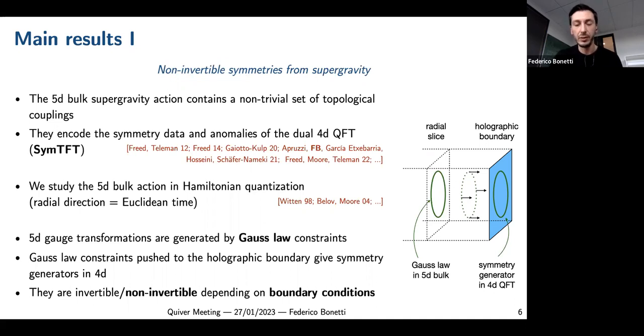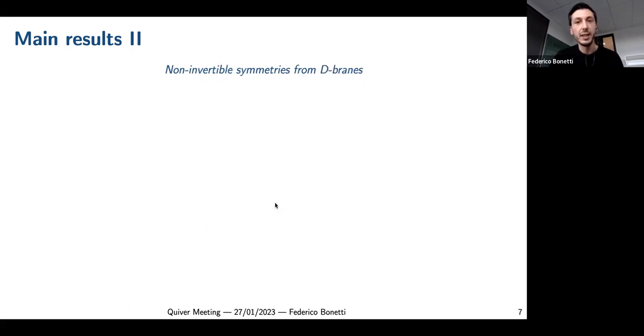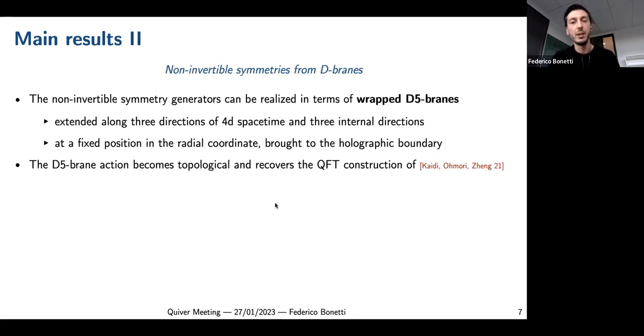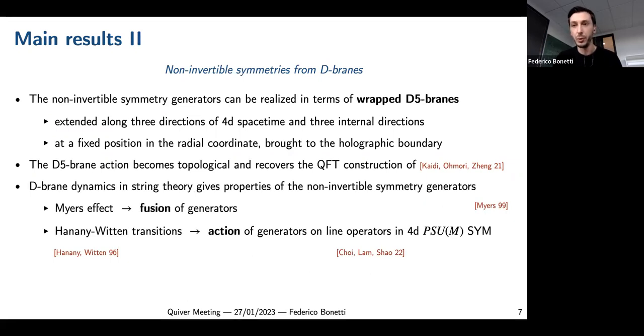Complementary to this supergravity picture, there is a brane picture. In this instance, we'll see how we have a proposal for realizing the symmetry generators as D5 branes that are at a fixed position in the radial coordinate. They're parallel to the boundary, and we consider a limit where they approach the boundary. And as we will see, in a very natural way, the dynamics of the action that lives on the D5 brane reproduces the QFT construction, and also some aspects both of the fusion as well as of the action of non-invertible symmetry generators.